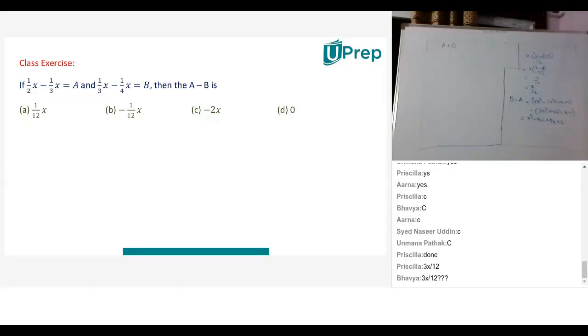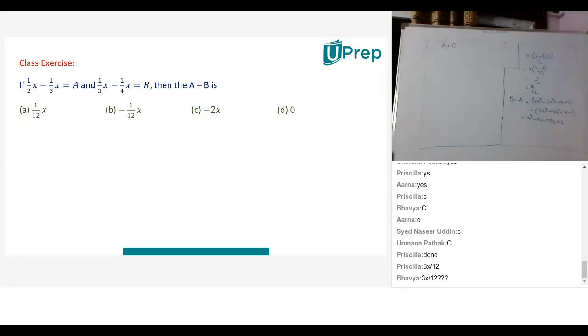Okay, Bhavya as well, 3x by 12. I think you guys are wrong. Check once again, please, Priscilla and Bhagya. I want A plus B. Sir, if we get A as x by 6, and then we get B as x by 12, then if we take the LCM, we get 3x by 12.